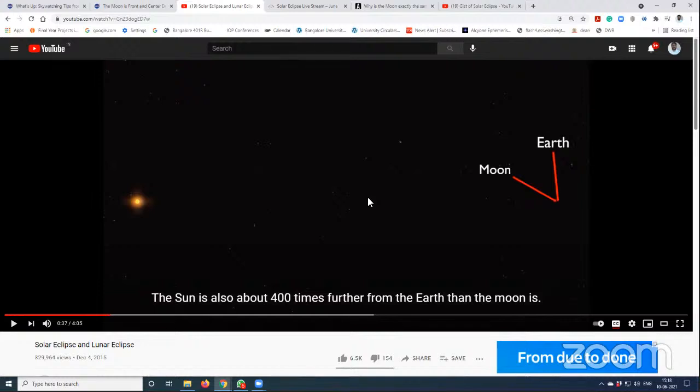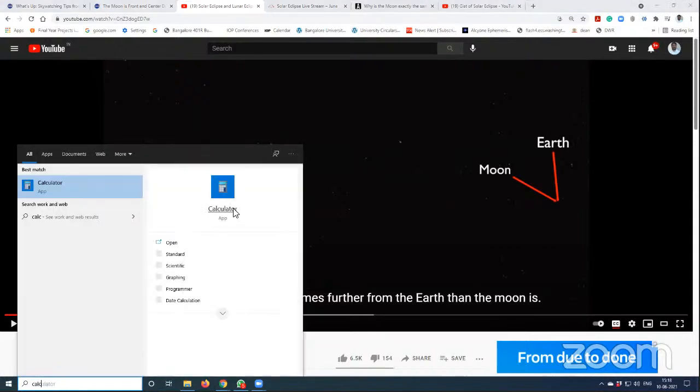If the distance of the moon is 4 lakh kilometer, roughly, what must be the distance of the sun from the Earth? Answer from your side. 4 lakh into 400. 1.6 it will come actually. 400 into 4 is 1.6 lakh, 160 million kilometer. If it is about 3,80,000 kilometer, I will open the calculator to help.